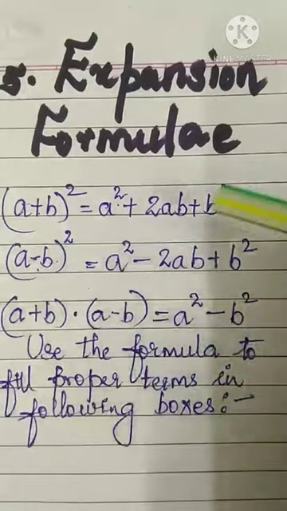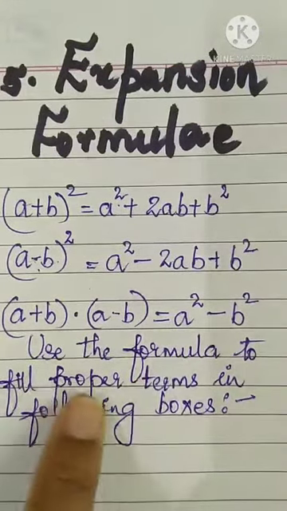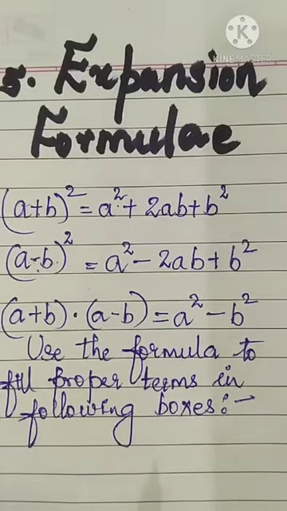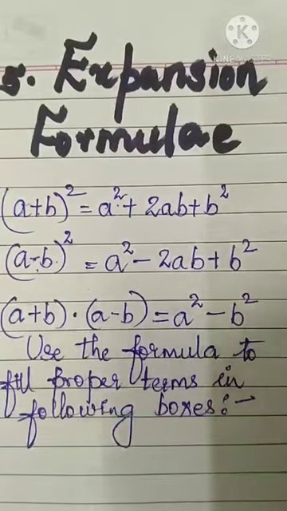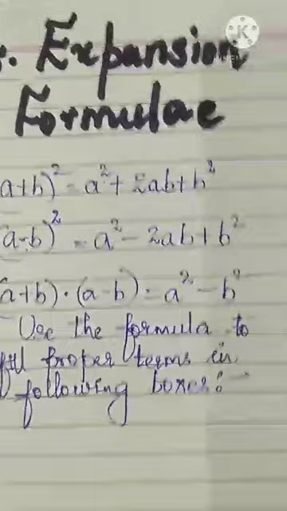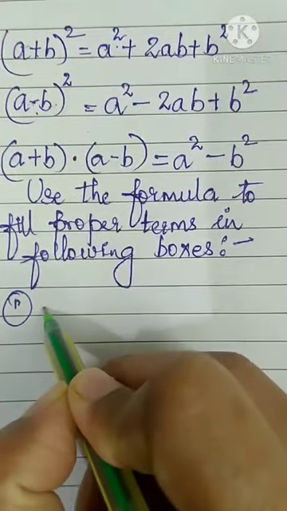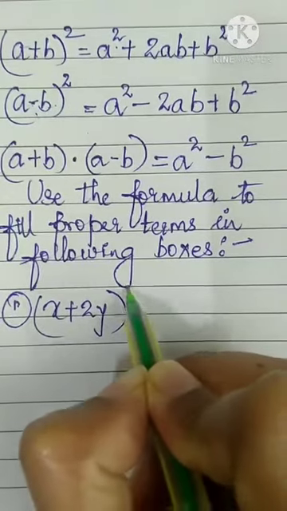Now these formulas we will apply in the sums given. Use the formula to fill proper terms in the following boxes. Please solve along with me and get the answers before I get it, because you have already learnt this formula and this is just a revision. Take the first sum. The first question is x plus 2y the whole square.